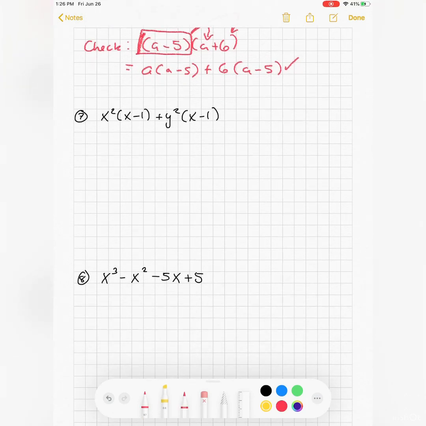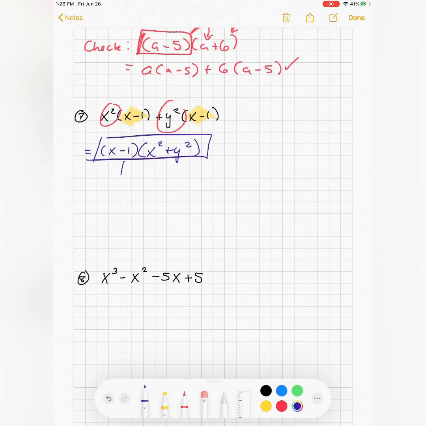Same thing for this one. See how I have that GCF of x minus 1? I'm going to take that greatest common factor out. What am I going to be left with? An x squared plus a y squared. So here's my GCF.